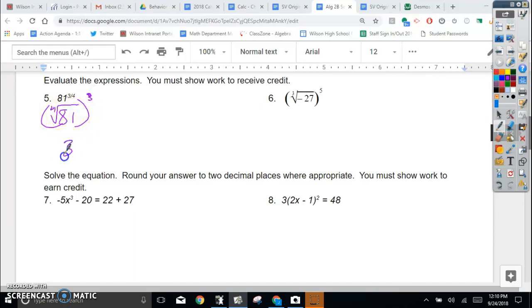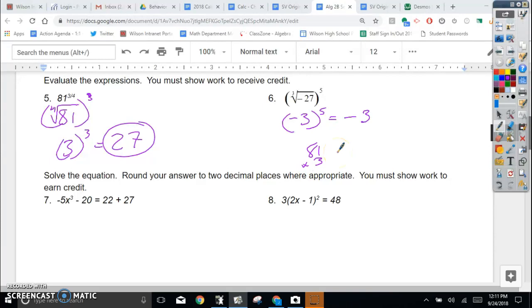4th root of 81 is 3, then I'm going to go 3 to the 3rd, which would be 27. 3 times 3 is 9, times 3 is 27. Cube root of negative 27 is negative 3, and then I'm going to do negative 3 to the 5th. Well, 3 to the 3rd is 27, 3 to the 4th is 81. 81 times 3, let's see, so it'd be 3, 24, 243. So I'm going to jump back: 243, and it will be negative because it's an odd power.